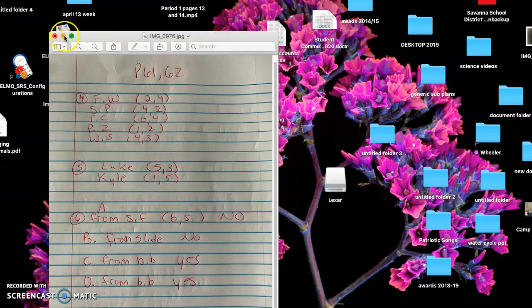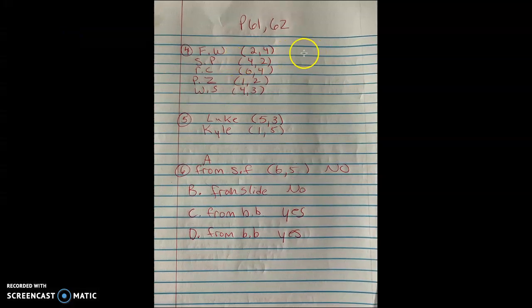Okay, question number 4. The Ferris wheel is at 2, 4. SP is at 4, 2. Roller coaster is at 0, 4. PZ is at 1, 2. And WS is at 4, 3. Question number 5. Luke's house is at 5, 3. Kyle's house is at 1, 5.